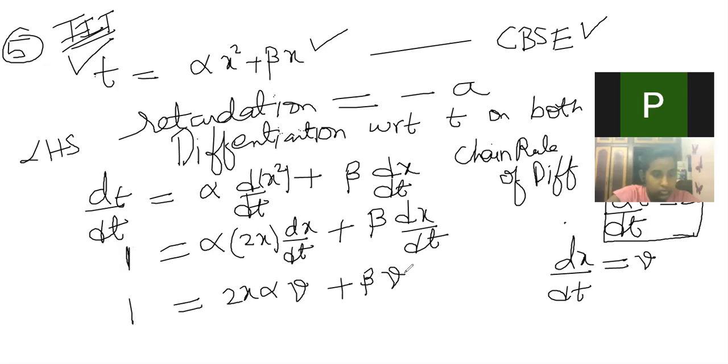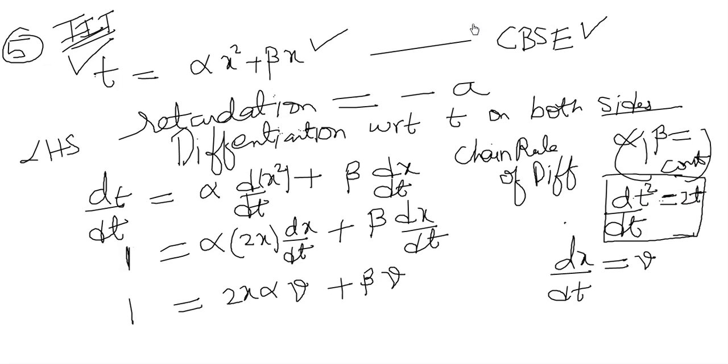Because I will take a screenshot and move ahead. I have to rub this. Okay, I'll go to the next slide. Okay, is it clear? So please tell me what I wrote there. What I wrote, 1 is equal to 2x alpha into velocity plus beta into velocity. This is what we got, no?